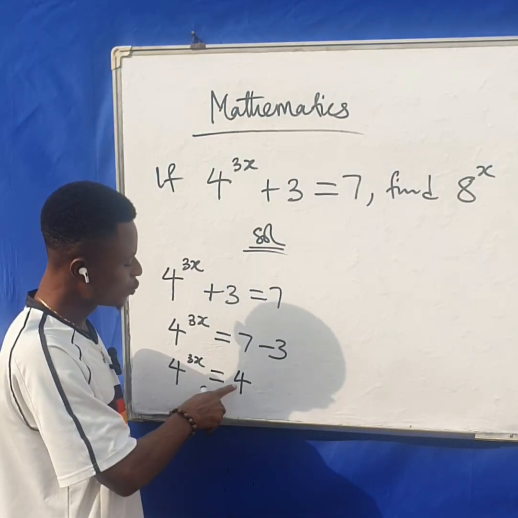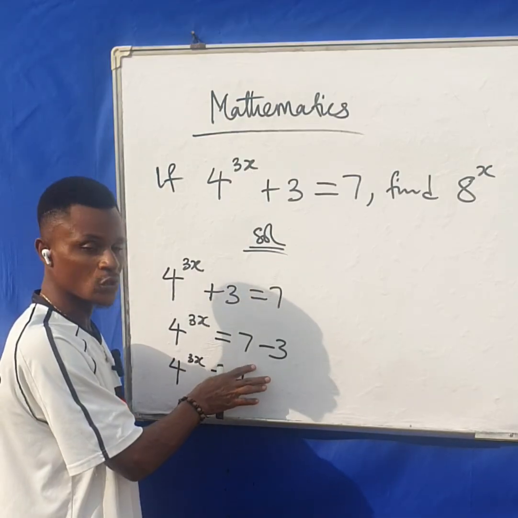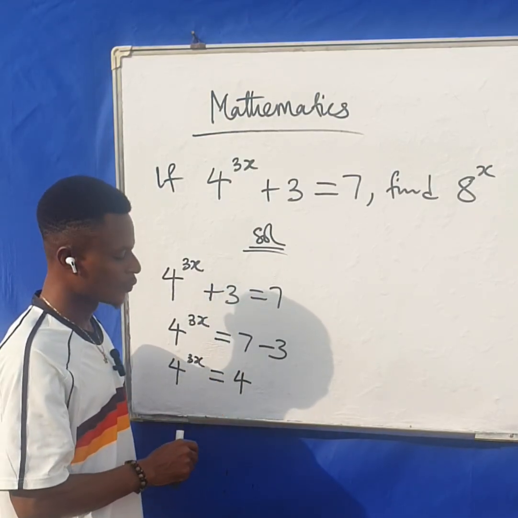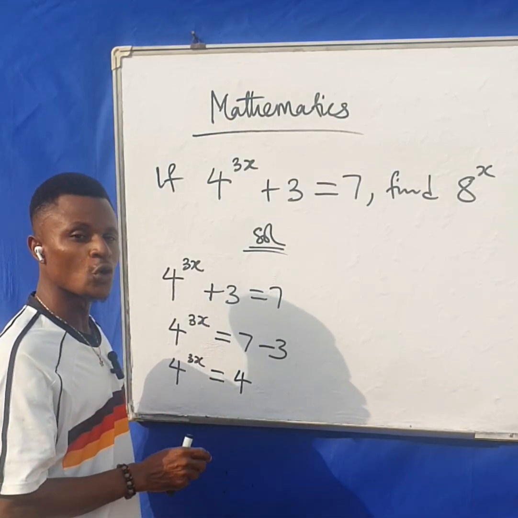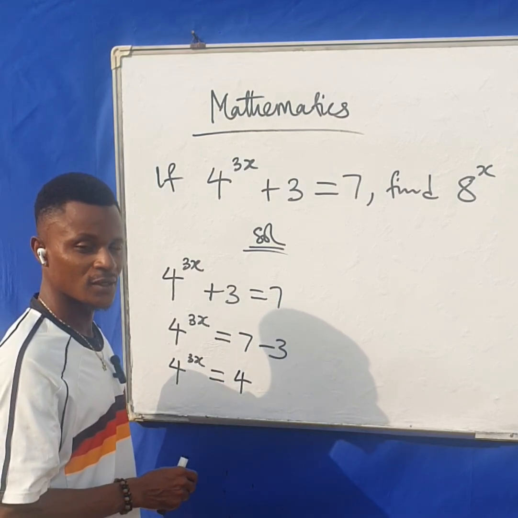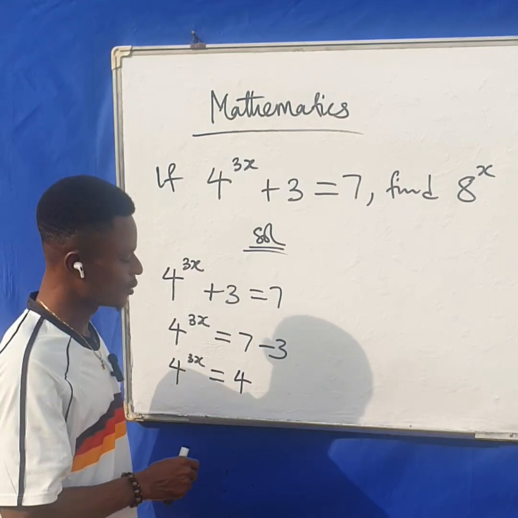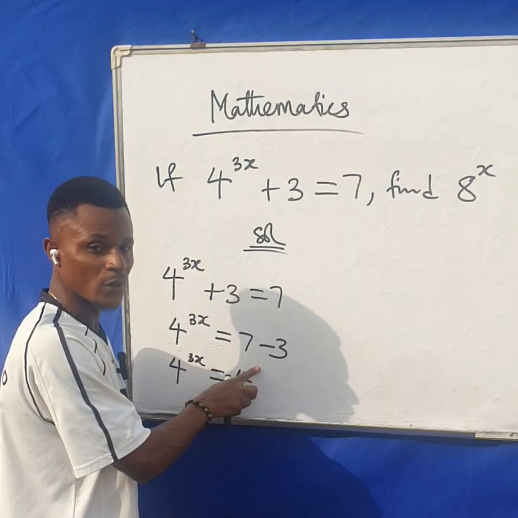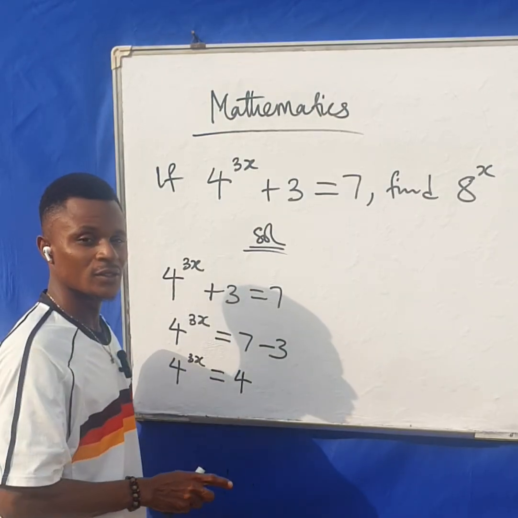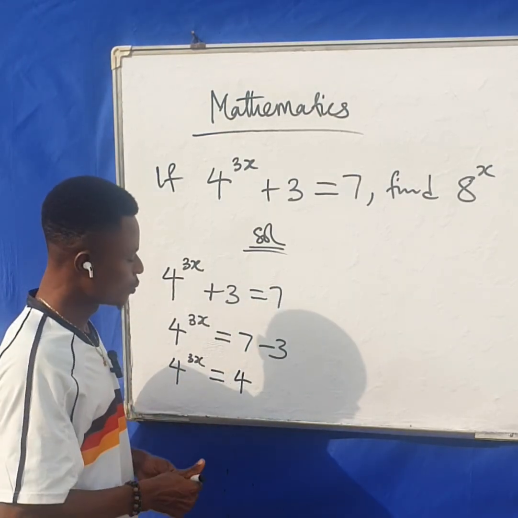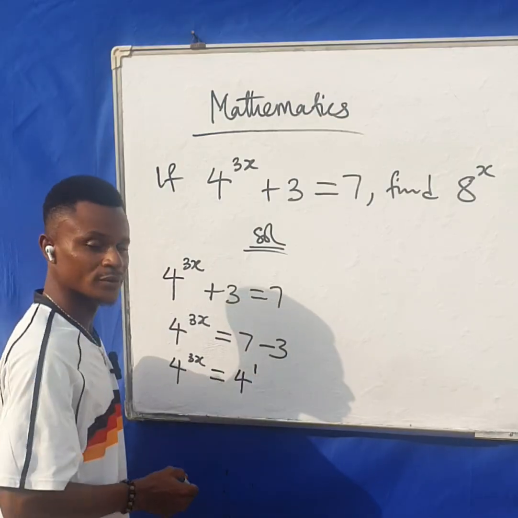So because we have 4 here already, and this 4 doesn't have any visible power, we are going to apply something called null power law of indices. According to null power law of indices, anytime a number is without a visible power, just like what you have here, it means that the power is 1. So this is something as putting power 1 here.